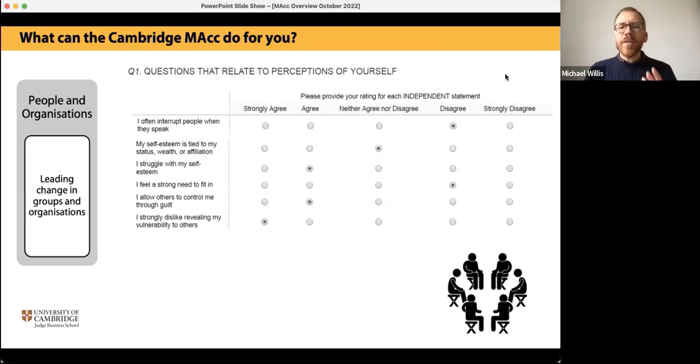Going into this module, we ask our students to rate themselves. How do they think about themselves on attributes of their own communication and how they feel? Do I interrupt people when they speak? My self-esteem is tied to my status, wealth, or affiliation. So we put them through this self-assessment process to understand how they think about themselves.